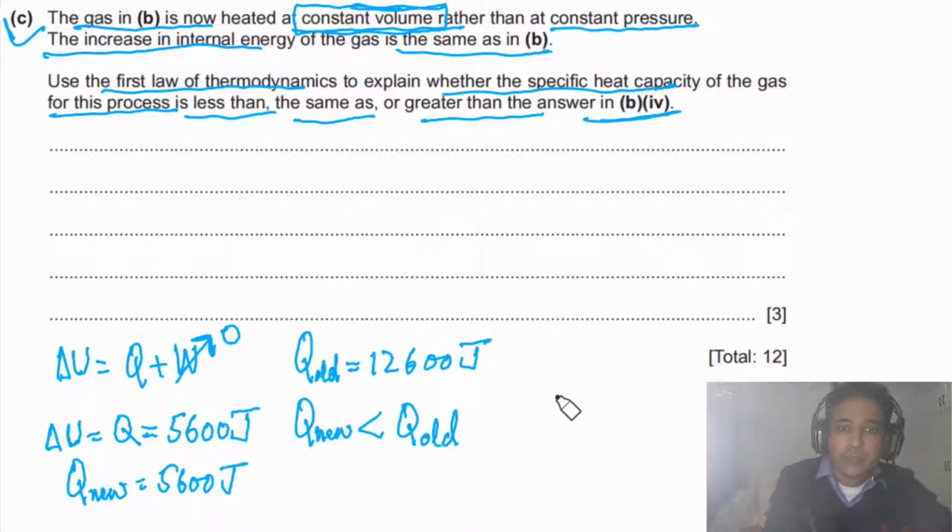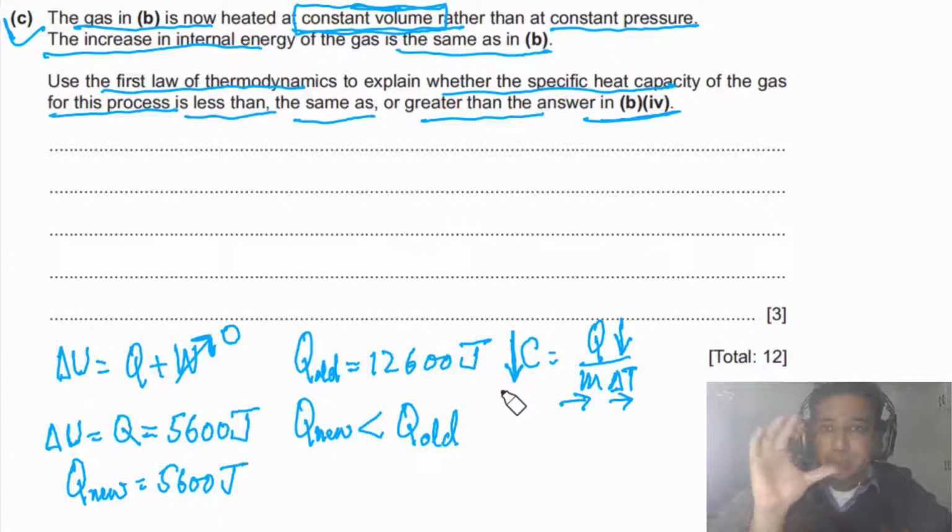So from here we can write down that C is equal to Q over M times delta T. Same mass, same rise in temperature. So if Q decreases, it means that C will decrease. So the value of C will be lower. So this is how we can answer.